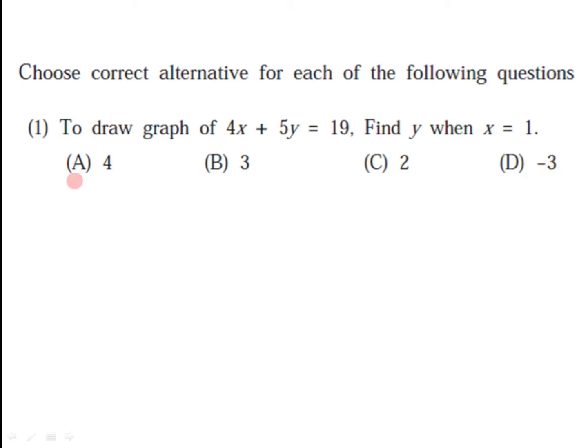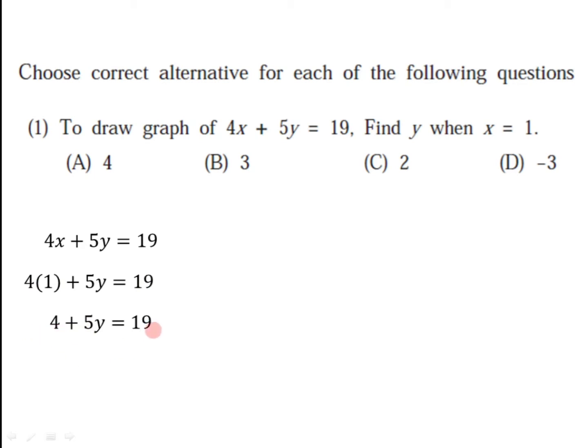To decide which alternative is correct, we have to solve this equation. We have to draw a graph of the equation 4x plus 5y is equal to 19. For that, the value of one variable x is given, and from that we have to find the value of y. So let us consider the equation 4x plus 5y is equal to 19. We replace the variable x by 1, as the value of x is given to be 1. So 4 into 1 plus 5y is equal to 19. 4 into 1, that's 4, plus 5y is equal to 19.